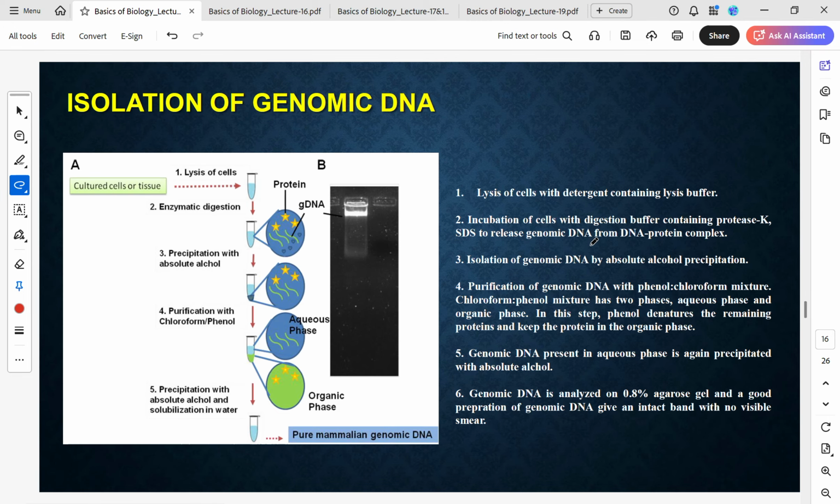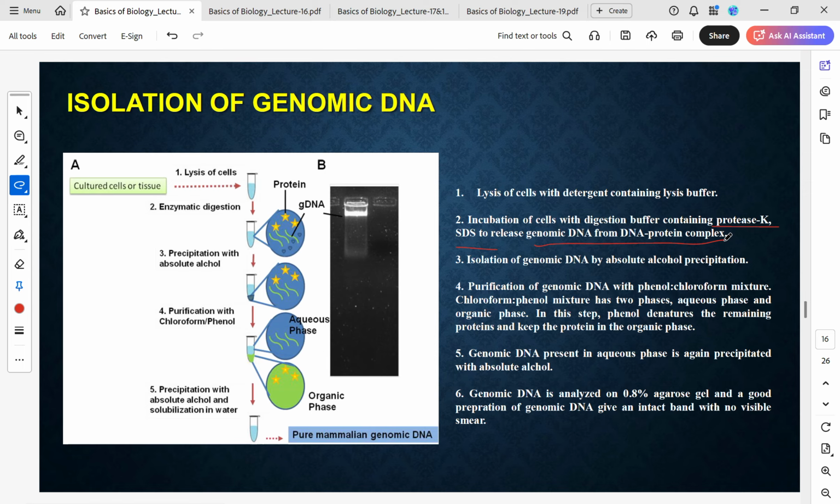Okay. Before going further, let's see how isolation of genomic DNA occurs. To know the G plus C, A and T ratios, you need to first isolate the genomic DNA, after which you can do any of the processing on it. To do so, you first lyse the cells using a lysis buffer. Then you enzymatically digest the lysate which you got after the cell lysis. This digestion buffer will have proteinase K and SDS to essentially release the genomic DNA from a DNA protein complex.